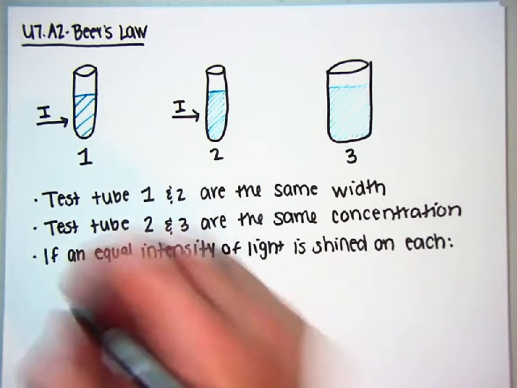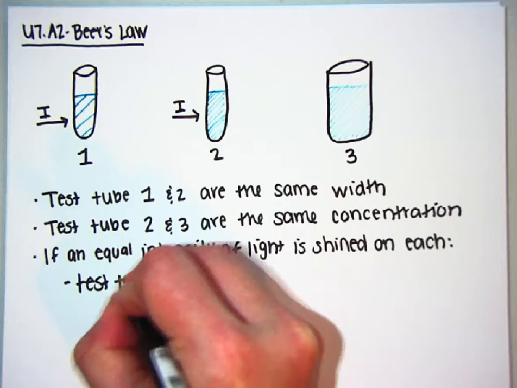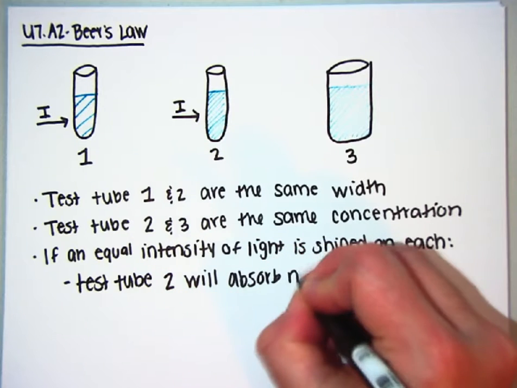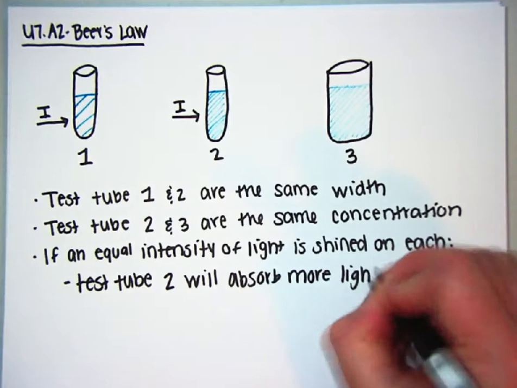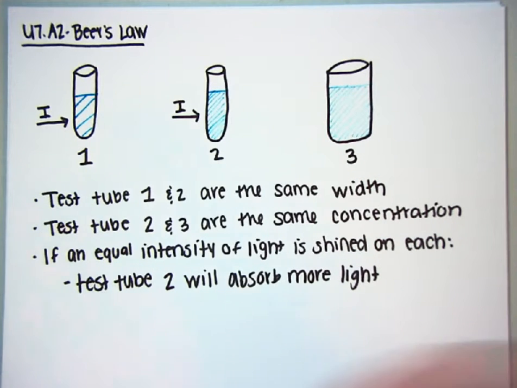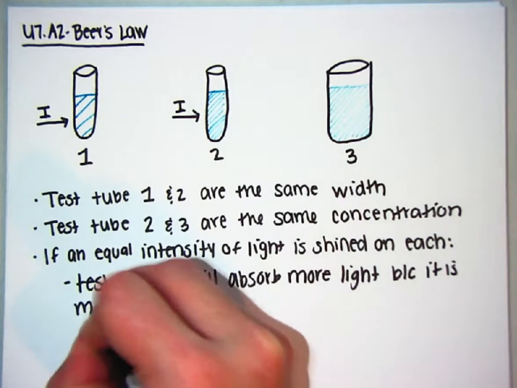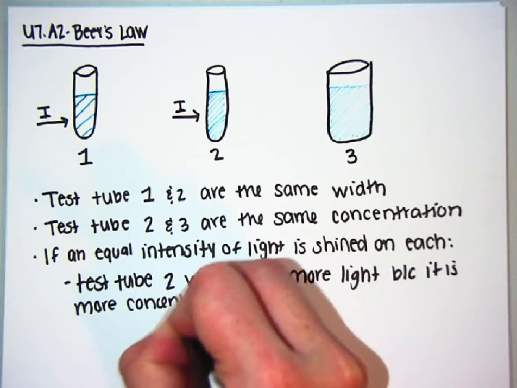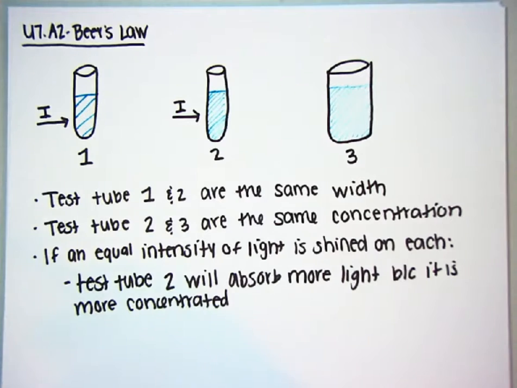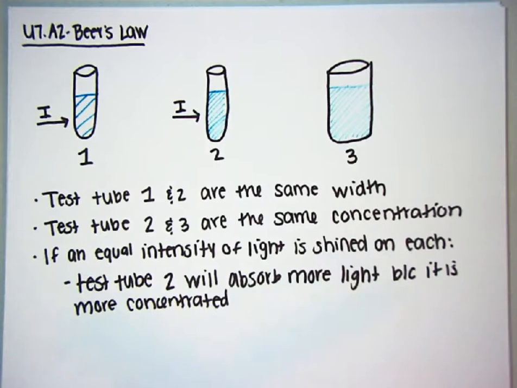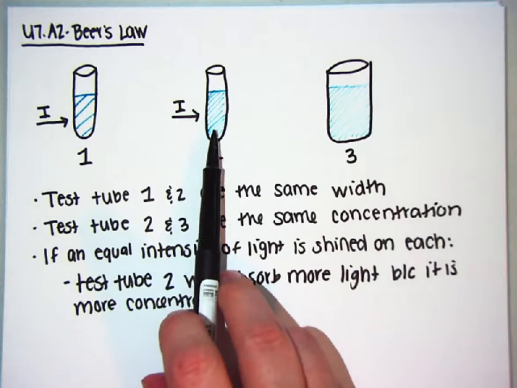Test tube 2 will absorb more light. Absorb means that it's going to take in. The reason it will absorb more light is because it is more concentrated. There are going to be more particles that can trap that light in. Less light is going to pass through because it's more concentrated. So when comparing test tubes of equal width, whichever solution is more concentrated is going to absorb more light.